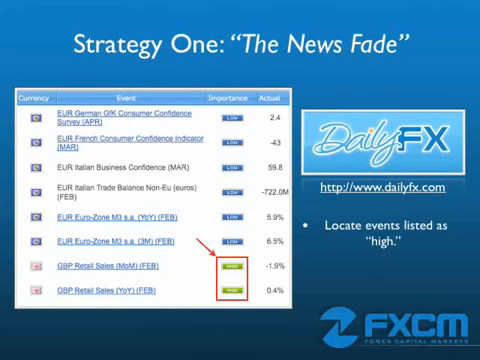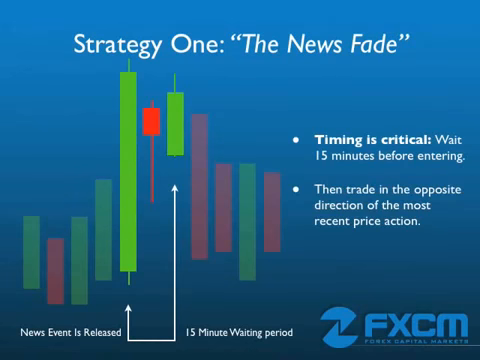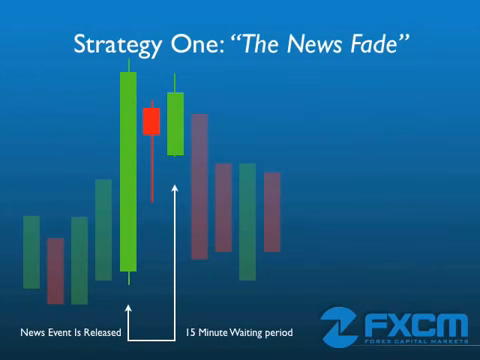First, I need to locate a market-moving news event. This can be done by visiting the Global Economic Calendar on dailyfx.com and looking for any events rated as high. Then I'm going to watch for a substantial market move following the news event. Now, the critical step in this strategy is timing. We want to wait 15 minutes before we do anything. After 15 minutes have passed, we're going to trade in the opposite direction of the recent price action in anticipation that the price should revert back to previous levels.